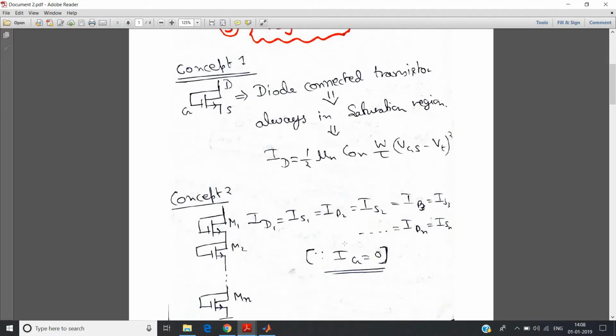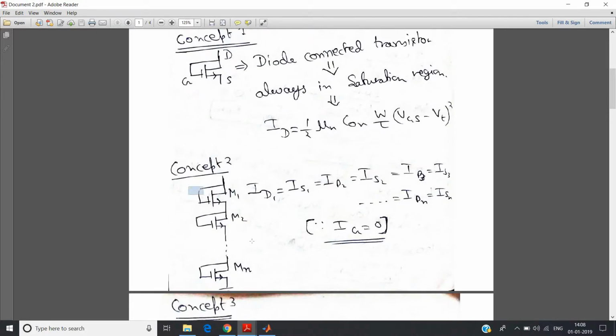Now concept number 2 says it does not depend on the number of transistors connected. Suppose for this particular scenario, let us take n number of MOSFETs connected in series, like this configuration you can see here. For this configuration, ID1 equal to ID2 equal to ID3 equal to IDN. And obviously you know ID equal to IS because IG, that is gate current, equal to 0. So this is another concept for handling this type of series connection of MOSFET. That is ID1 equal to IS1 equal to ID2 equal to IS2 equal to ID3 equal to IS3, and so on up to IDN equal to ISN.